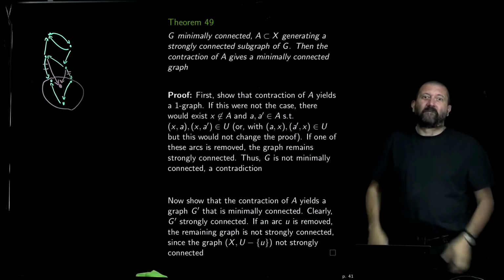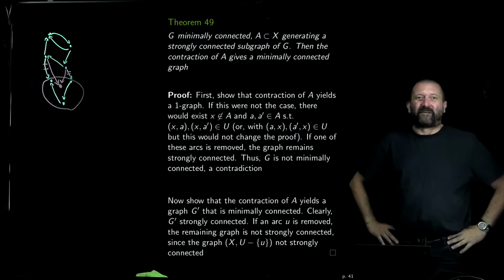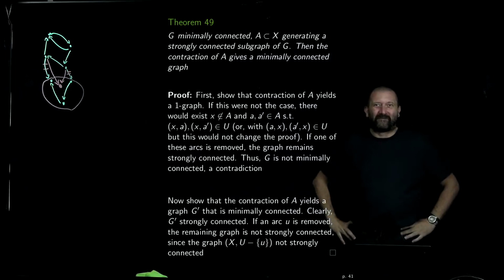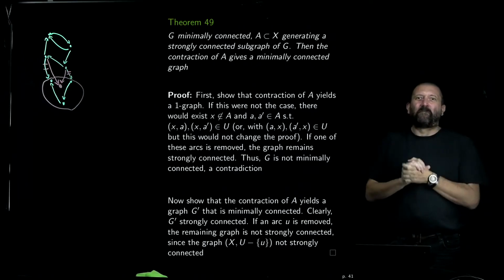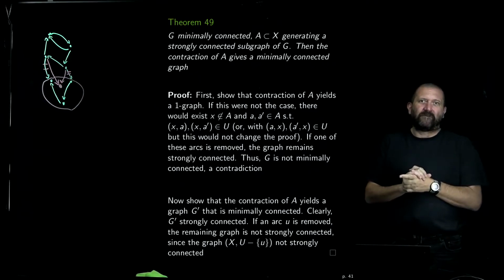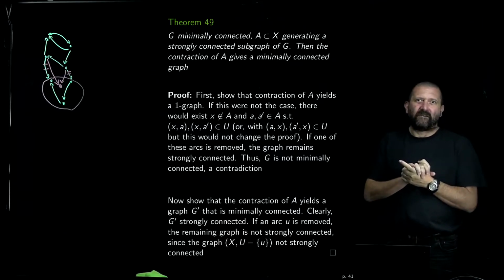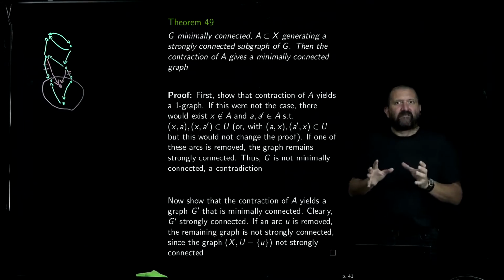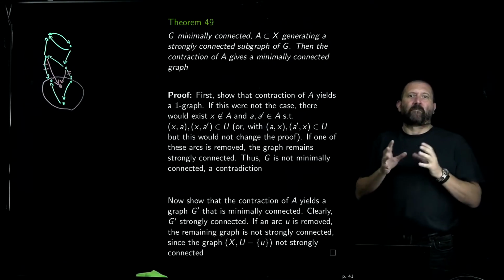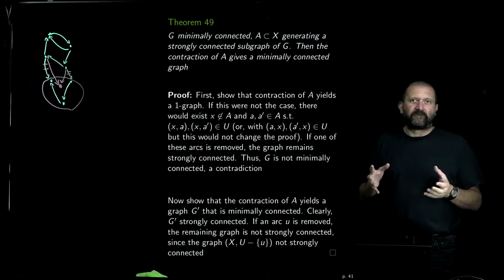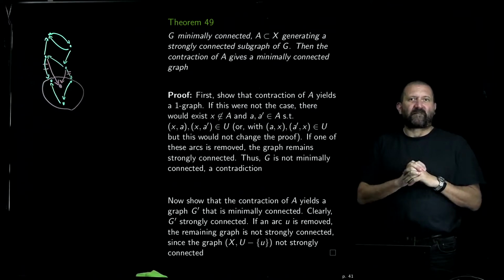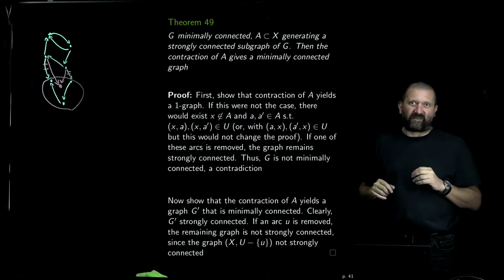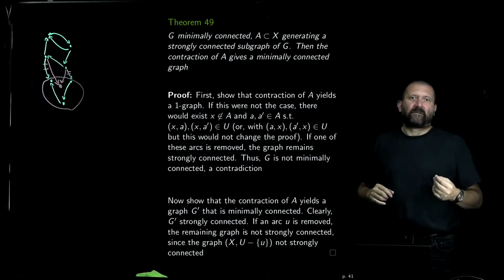Okay, another theorem that I'm going to show. I think that's all for this lecture. So don't panic. There shouldn't be many more, I believe. So suppose I have a minimally connected graph, and I take a subset of the vertex set, and that subset generates a strongly connected subgraph of the original graph. Then the graph that I get by contracting with respect to this vertex set is a minimally connected graph.